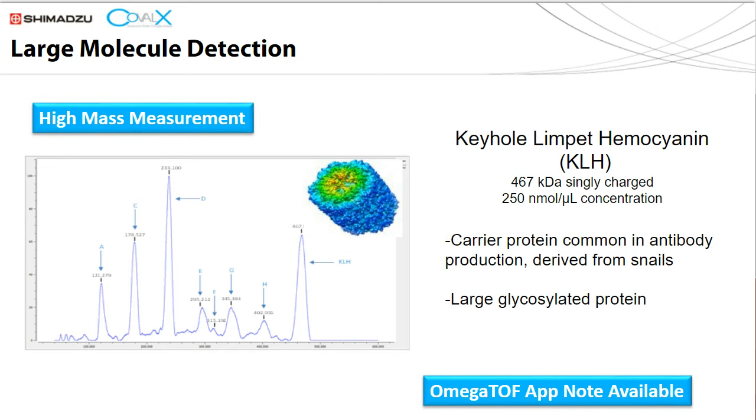This is measured at a very low concentration, so measured at 250 nanomole per microliter. This is a very common carrier protein found in antibody production, a glycosylated protein. There is an app note available from Shimadzu on this with the OmegaTOF.